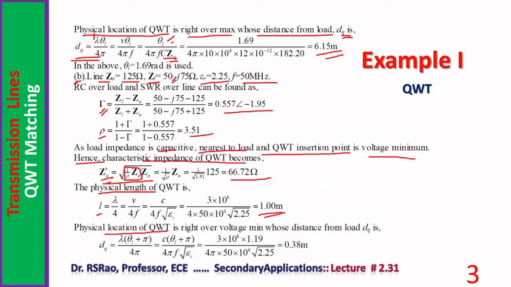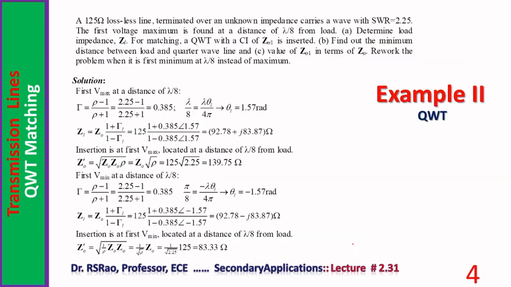Physical location of the QWT is right over the first voltage minimum, whose distance from the load is given by a standard expression. Theta L is available. Lambda we can calculate. Lambda is V by F, V is C by root epsilon R. Our substitution results in dq equal to 0.38 meters. We consider another problem, example 2.